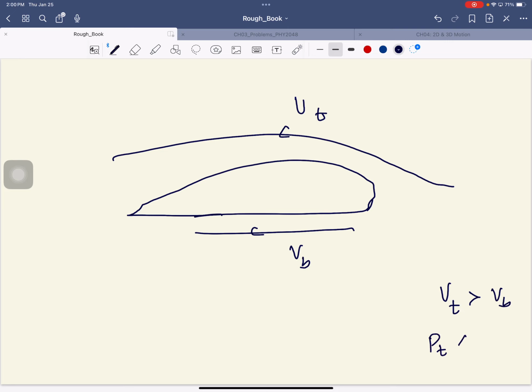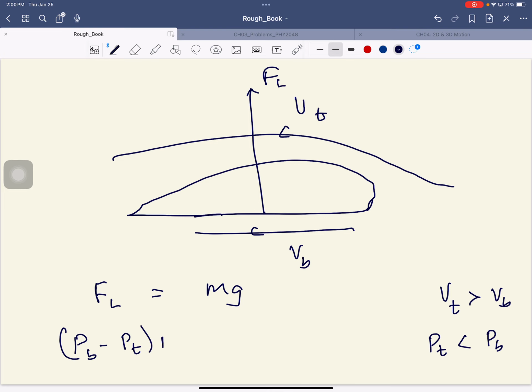Pressure at the top is lower than pressure at the bottom. Okay? And so the lift, you don't want the plane to fall out of the air, do you? So the lift is equal to the weight of the plane, and the lift is pressure at the bottom minus pressure at the top times the area of the wing. Okay?